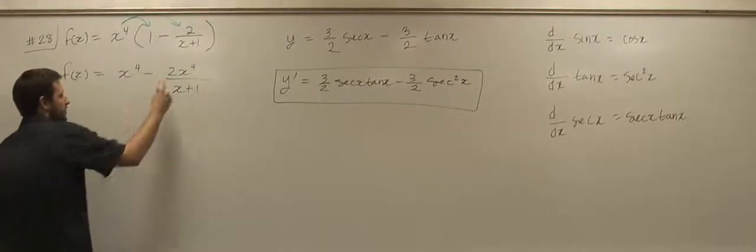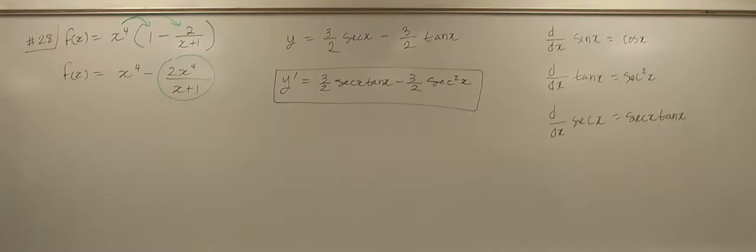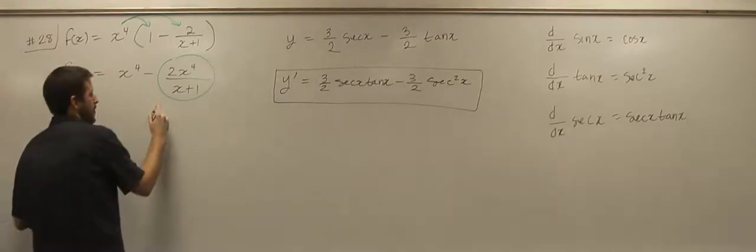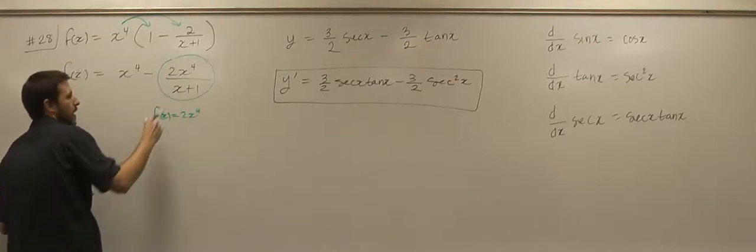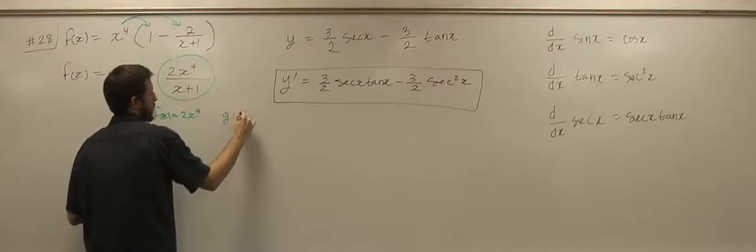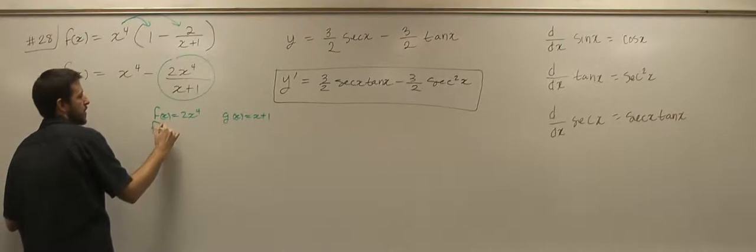So for this guy, you would have to set up a quotient. There's really no way around it. So I would set up my top function as f of x, which is 2x to the fourth. My bottom function, g of x, is x plus 1. Then you do the derivatives of both of those.